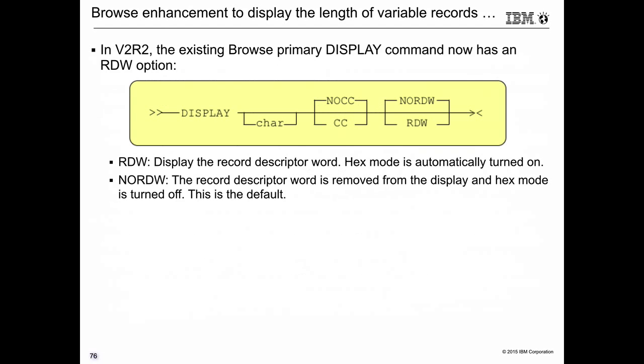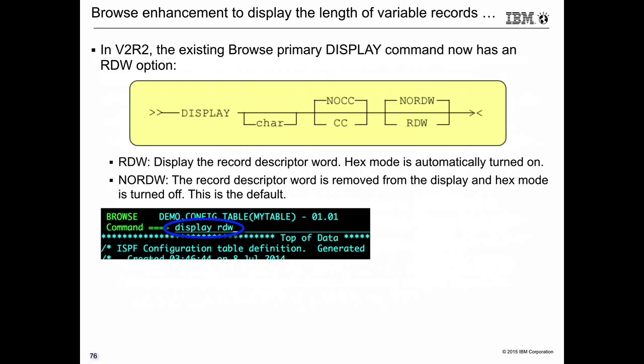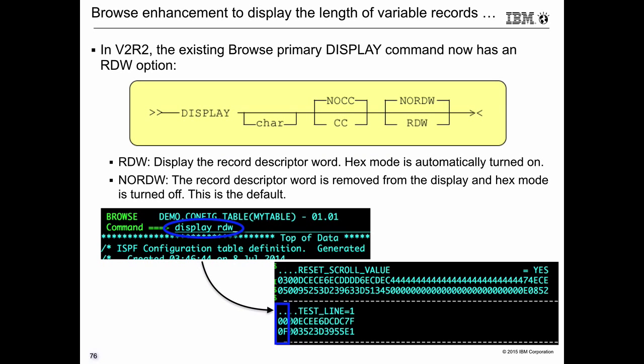So we enhanced the browse display command in 2.2 to show the record descriptor word if you specify a given option. So here's the command display, and then the new option is on the end there, RDW. No RDW is obviously the default, but if you specify display RDW, you'll get an output that looks like this. We show everything in hex, and the first part of each line now is the 4-byte record descriptor word.